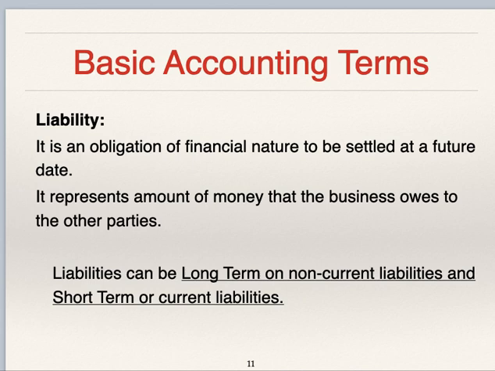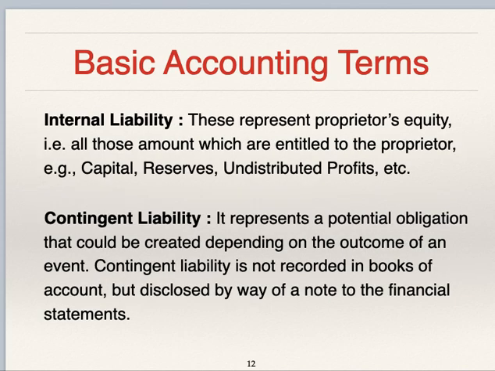And liabilities which are supposed to be settled beyond 1 year are classified as non-current liabilities. If a loan is taken for a period of 5 years, you can call it a non-current liability. Sundry creditors, bills payable, bank overdraft, outstanding expenses, all these are examples of current liabilities.